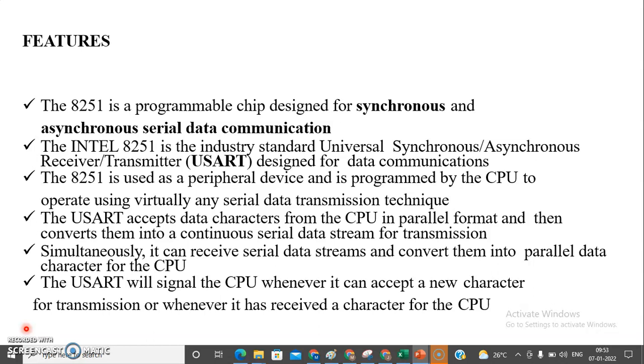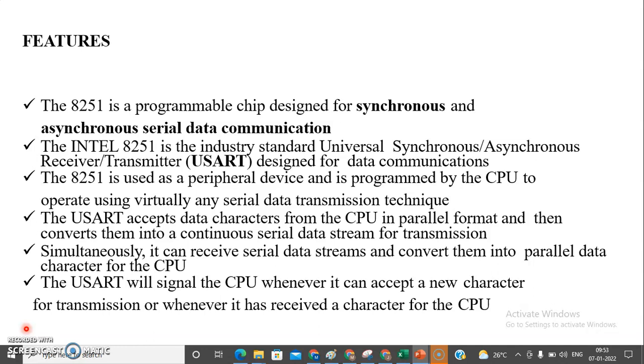It is called serial data communication, that is, the data or a character can be sent only one by one, not all together as 8-bit. So what the microprocessor will do is, it will send the data in parallel format as 8-bit to this USART, that is 8251 IC. The 8251 IC, using this USART option, will convert that 8 bits of data into a serial format. Then the data will be sent one by one.